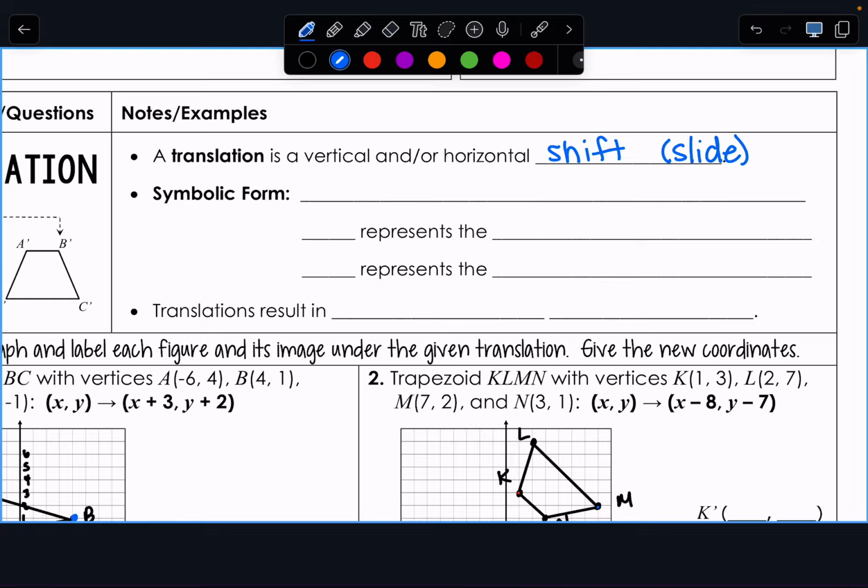Translation. If I underline the SL in translation, that's kind of our hint that it's going to be a slide. We are going to take a figure and we're going to slide it left, right, up, down, and make a new figure.